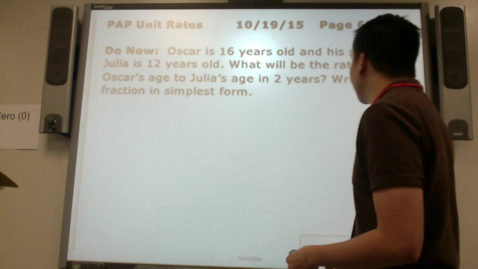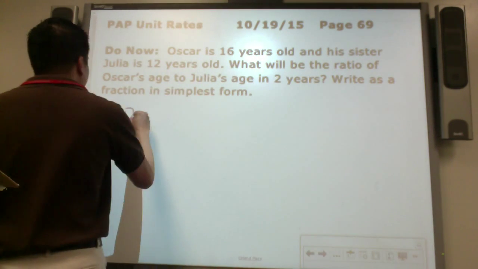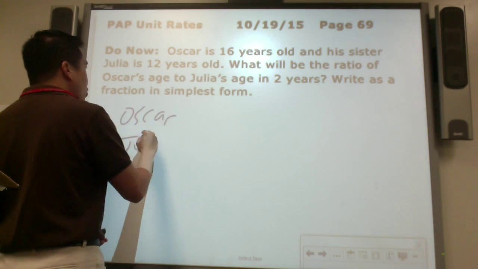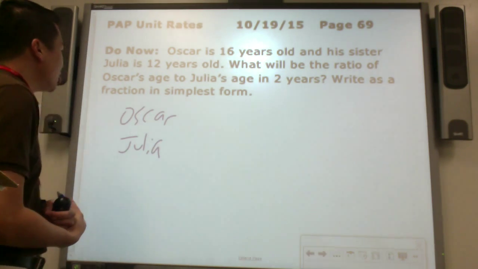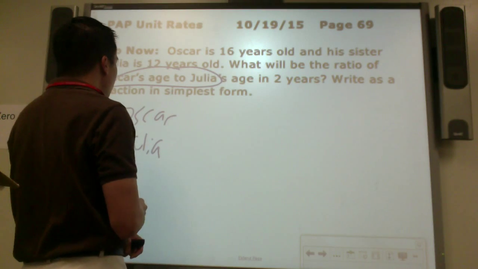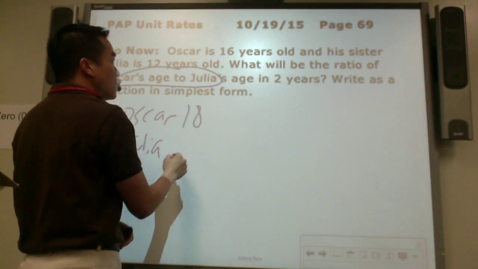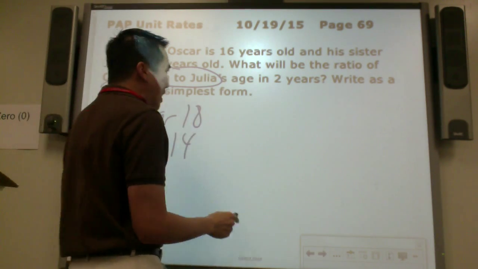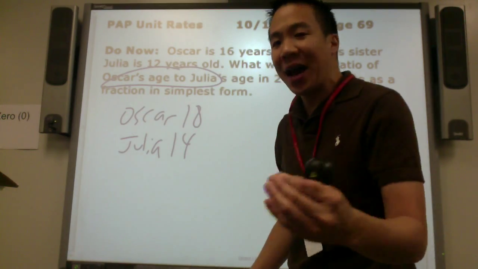Oscar is 16 years old and his sister, Julia, is 12 years old. What will be the ratio of Oscar's age to Julia's age in 2 years? So Oscar will be 18, Julia will be 14. Ratio. Does order matter? It does.